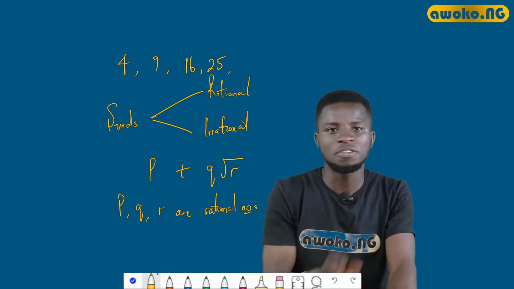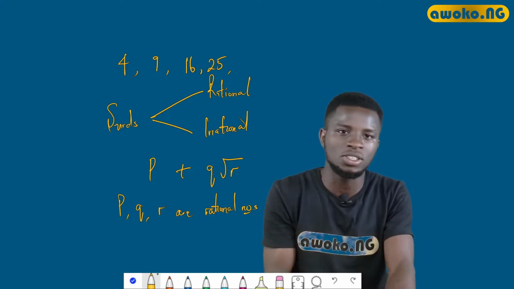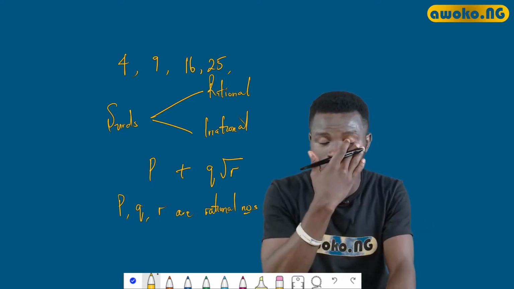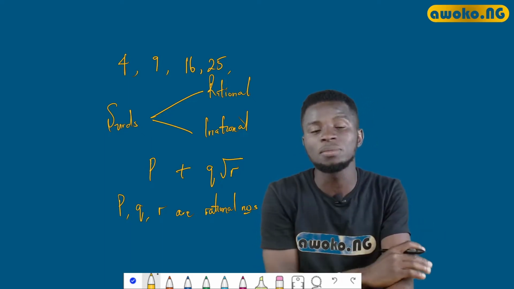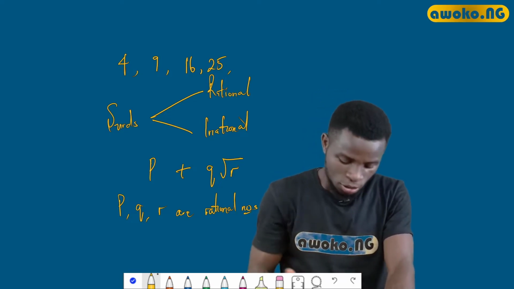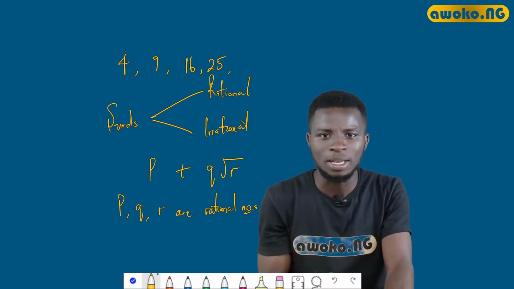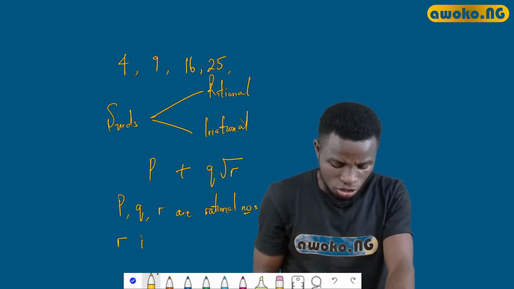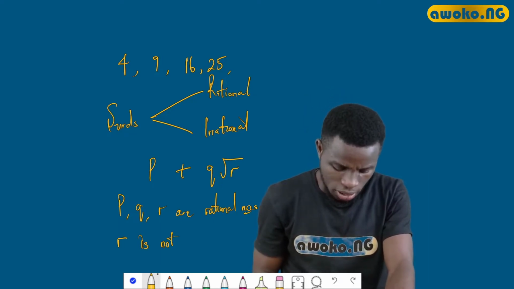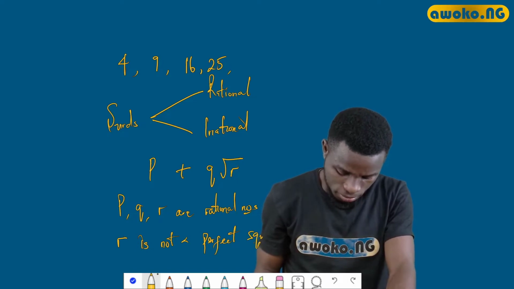I'm sure in my first class I discussed the types of numbers. We have rational numbers, integers, and so on, the basic components of the real number system, actually. So there's no point going through them since we already have a background knowledge of them. So P, Q, and R are rational numbers, and R is not a perfect square.